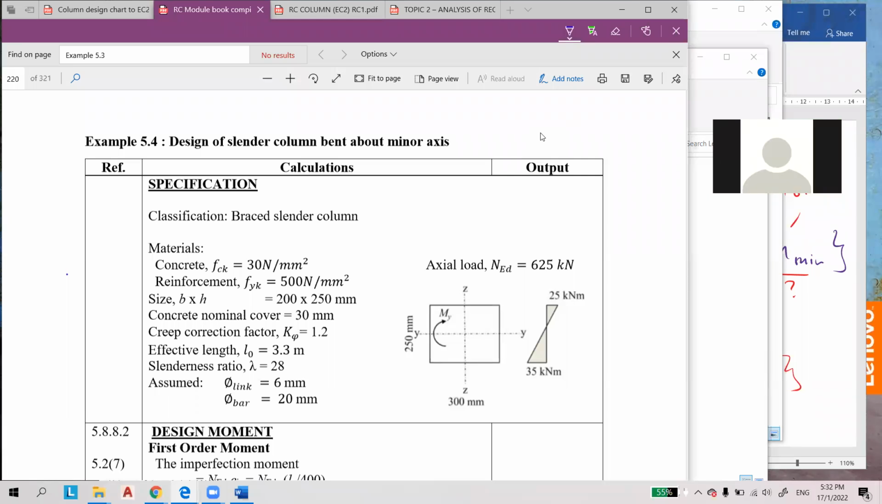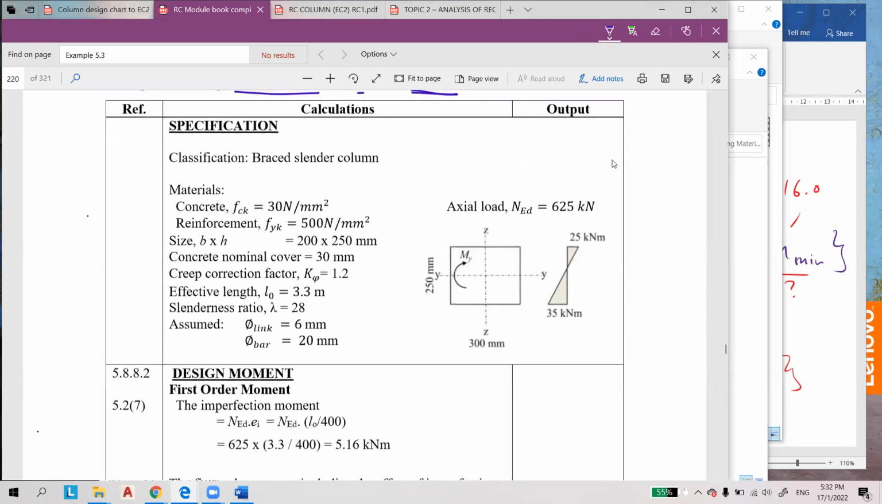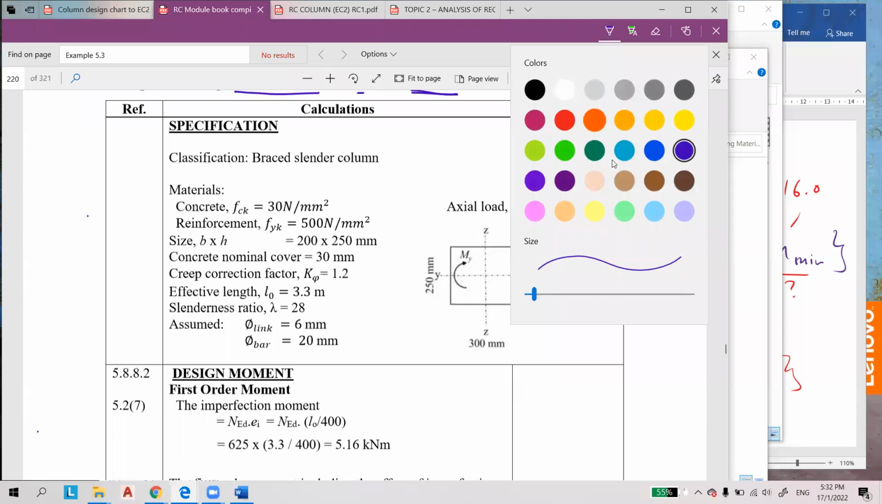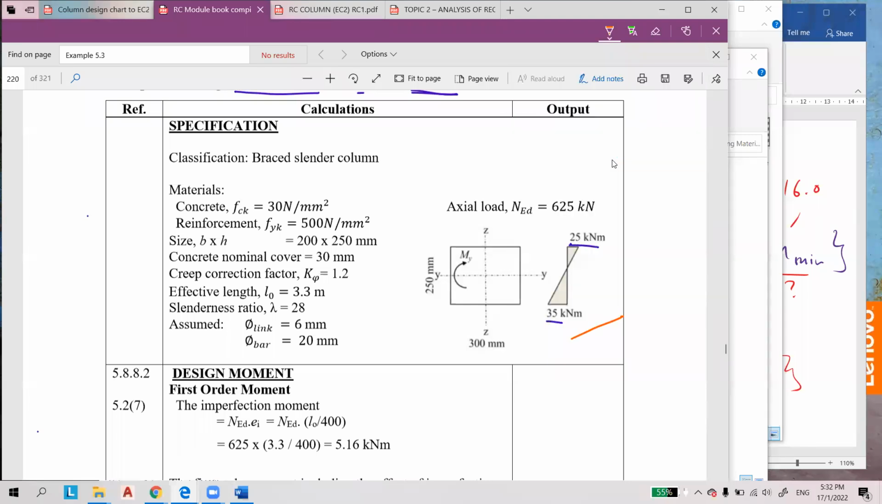In this video, I will discuss example 5.4, which is the design of a slender column bent about the minor axis. In this example, you can see the orientation of the plan view and the cross section of the column. The moment at the top, acting from the action of beams, is 25 kNm, and at the bottom is 35 kNm. And this is the cross section of the column.